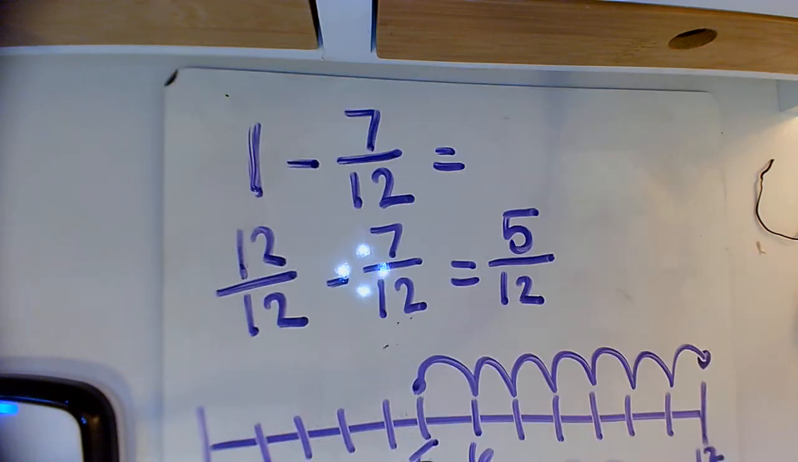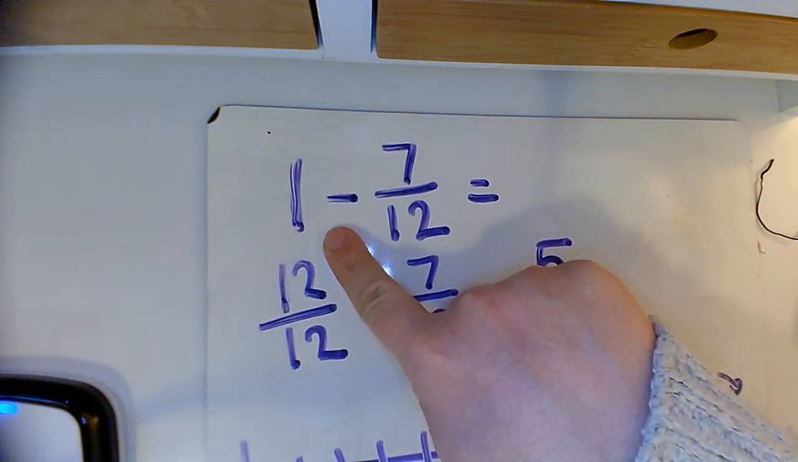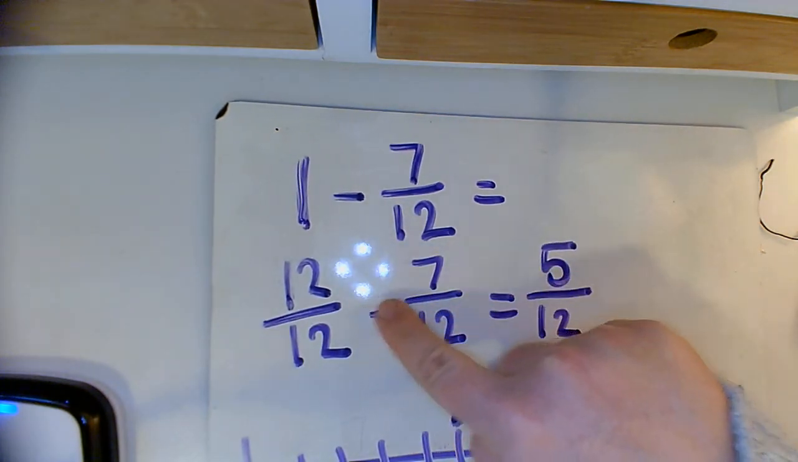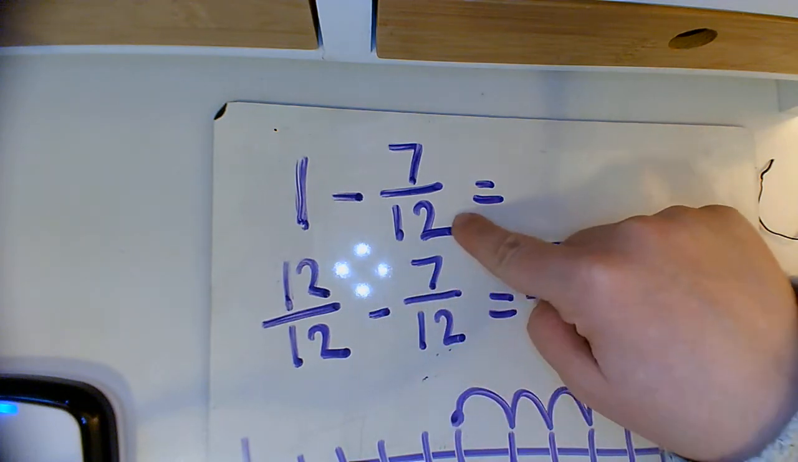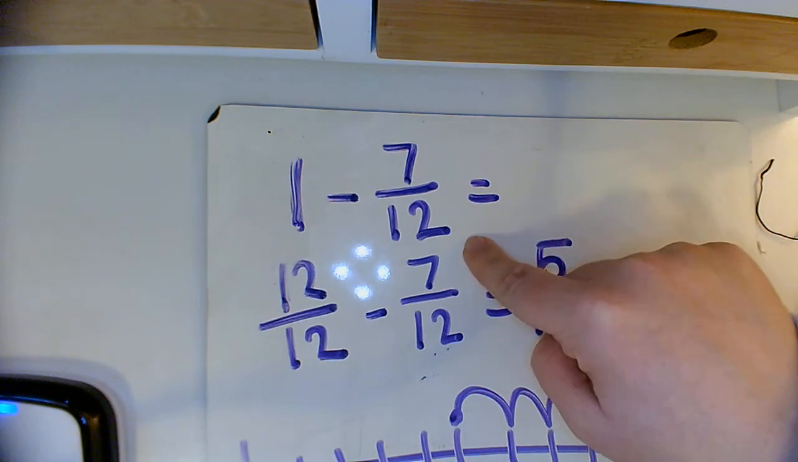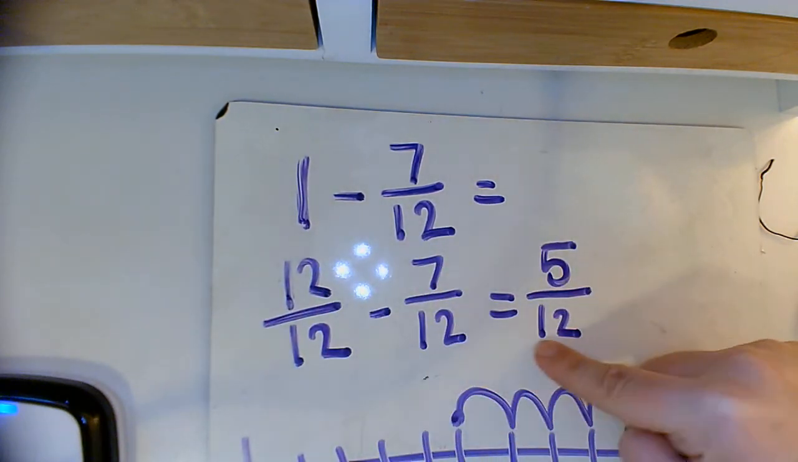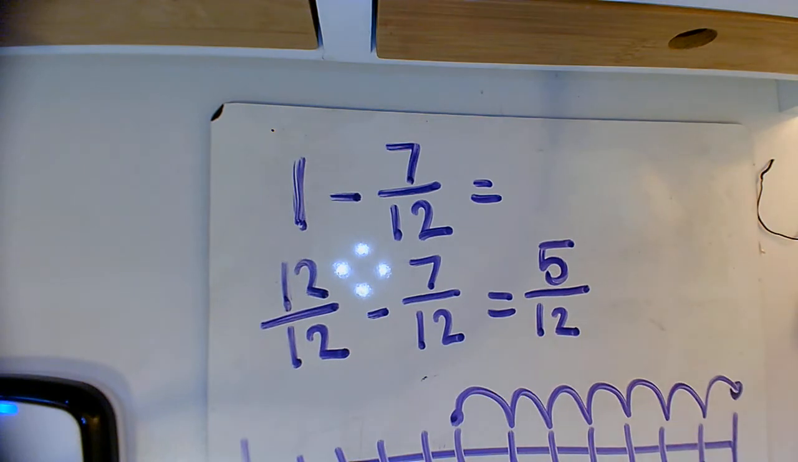Okay? So the biggest thing I want you guys to understand is when we have a whole number, if we want to subtract, we need to convert that to whatever fractional unit we are subtracting from. So if we're working with twelfths, we need to convert that 1 whole into twelfths, and then we can subtract a little bit easier. All right, we'll do another one.